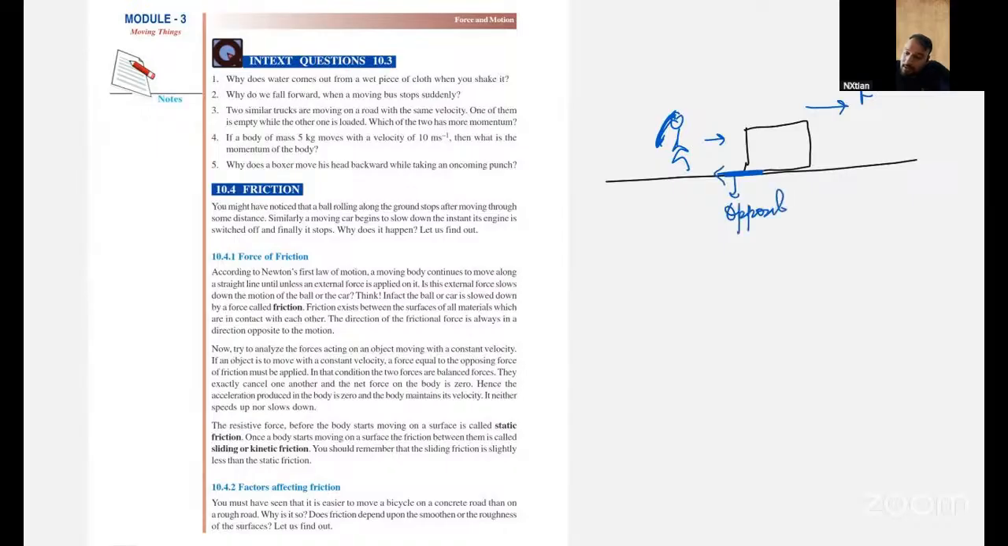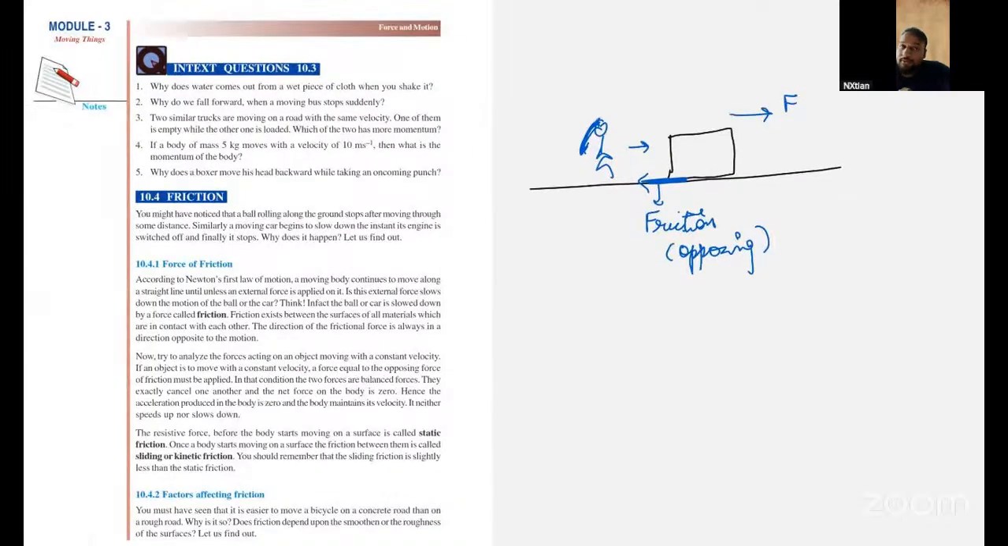Friction is what? It's an opposing force that works opposite to the direction of force. If the force is towards the right side, the friction will work towards the back side. Are you with me? Say yes or no. So friction is always opposing. It's an opposing force which tends to stop the vehicle or to stop the motion, basically. It slows down because of friction only. So friction is the opposing force to the main force. Are you with me?